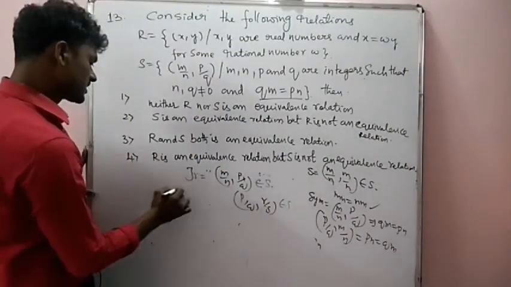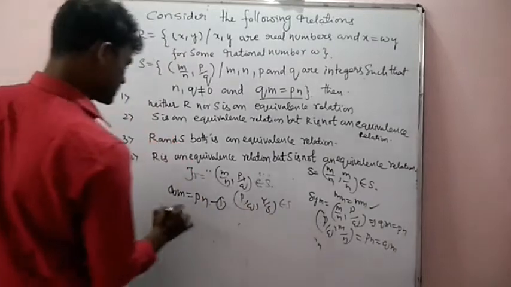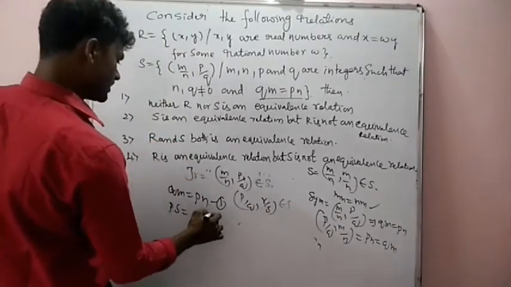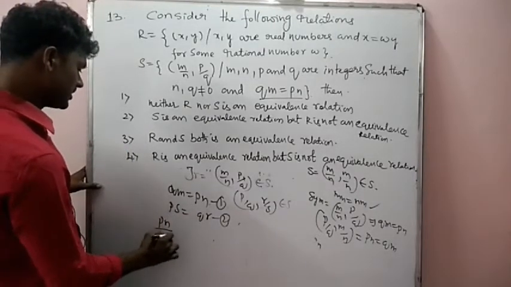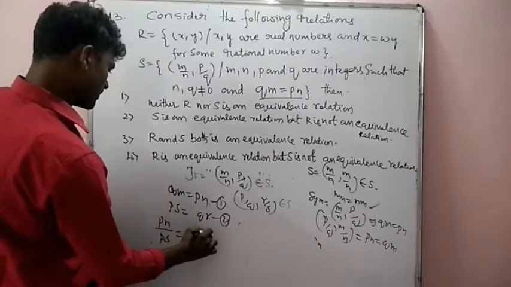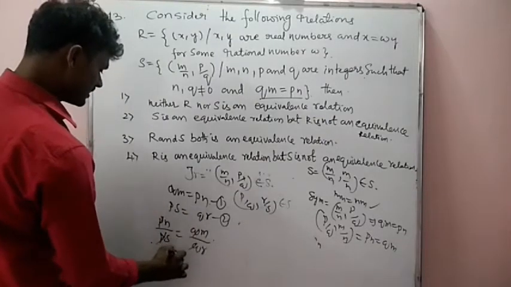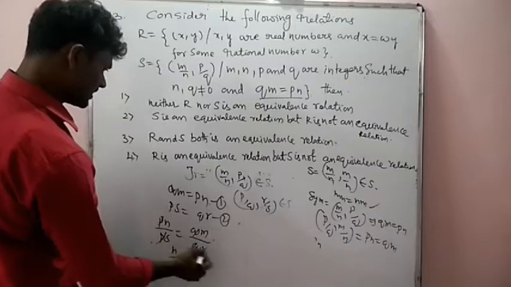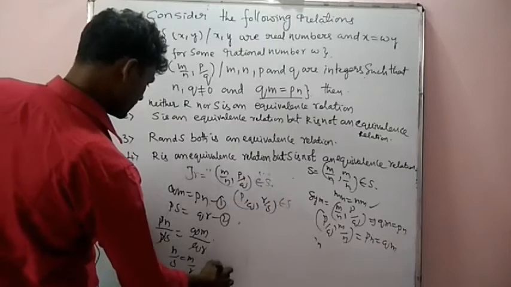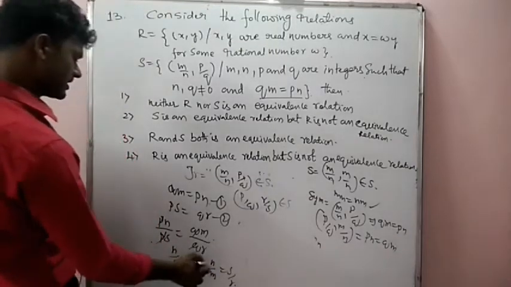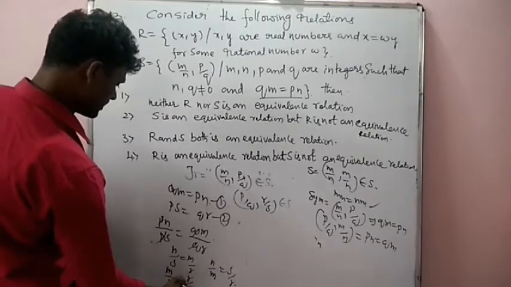The first condition is qm = pn; this is equation 1. The second condition is ps = qr; this is equation 2. Now we divide 1 by 2. Then pn/ps = qm/qr. The p's cancel and the q's cancel, so n/s = m/r. Then we write n/m = s/r, and taking the reciprocal, m/n = r/s.